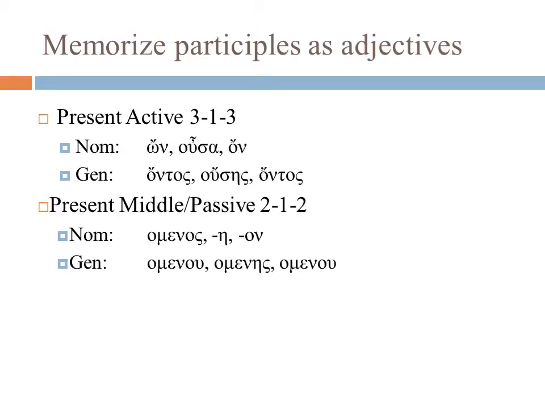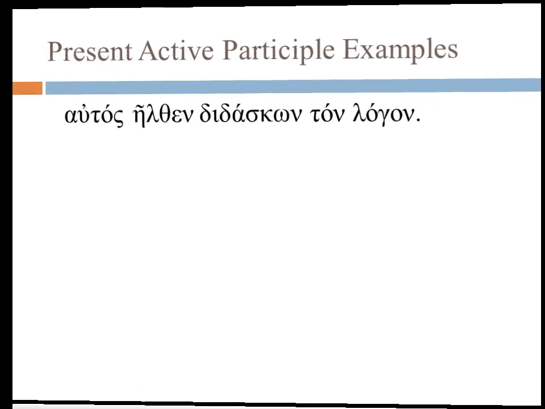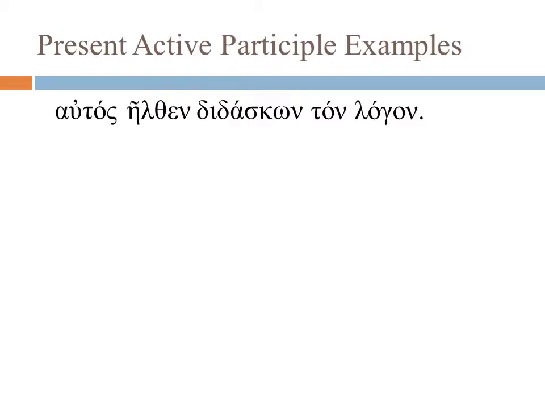And the present middle, all you have to do, again, is learn it as an adjective. Amenos, amene, amenon. And you can do it any way you want. Amenos, amene, amenon. Those are the endings to the middle. And of course, the genitive is amenou, amenes, amenou, because this is a 2-1-2 declension. Okay, let's do a few exercises.